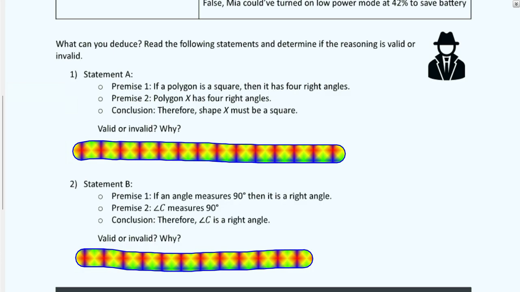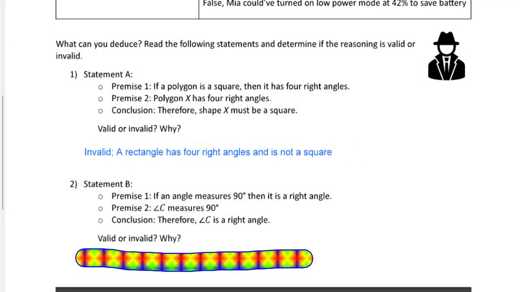So statement A, if we have a polygon as a square, then it has 4 right angles. All right, so we have a polygon X and it has 4 right angles. So we are going to think that, hey, this shape X must be a square. But think about it for a second. Is a shape with 4 right angles only a square, or are there other shapes that have 4 right angles? I'm going to say that this is invalid because a rectangle also has 4 right angles and is not a square.